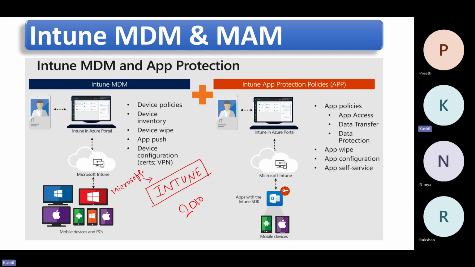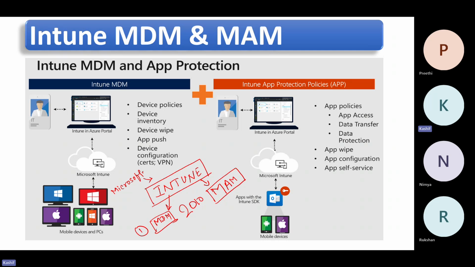So what is the main reason why we use Intune? The main reason to use Intune is to do MDM, mobile device management. That's the first reason. The second reason why we use Intune is mobile application management. So the main reason we use Intune is to manage mobile devices and manage mobile applications.